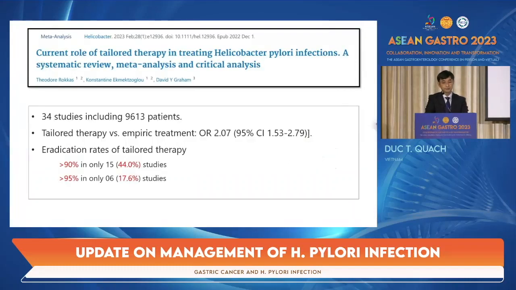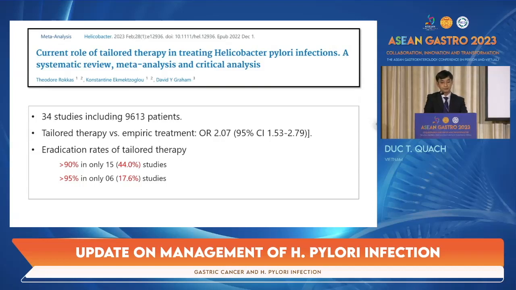This slide shows a very interesting point. This meta-analysis shows the current role of tailored therapy, that means susceptibility testing-based treatment in Helicobacter pylori infection. There were 34 studies, including more than 9,000 patients. And it shows clearly that when we use susceptibility-based testing, we have double the chance of a successful rate, with an odds ratio of more than 2.